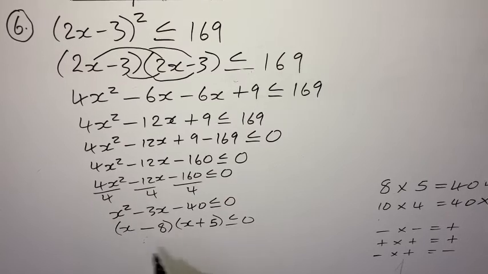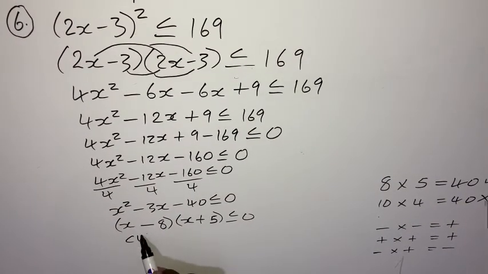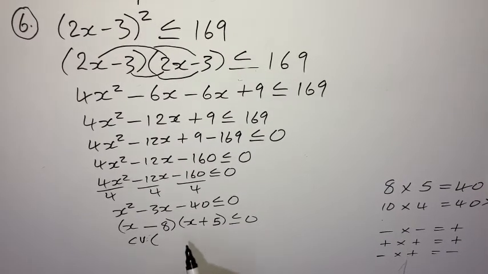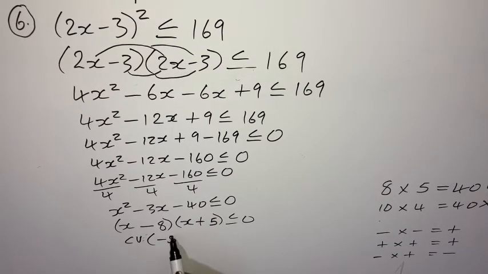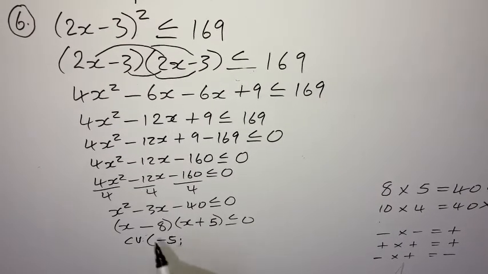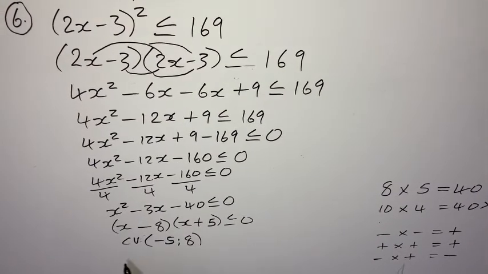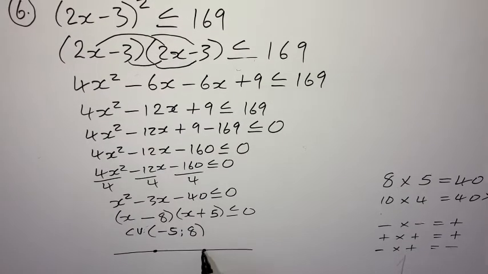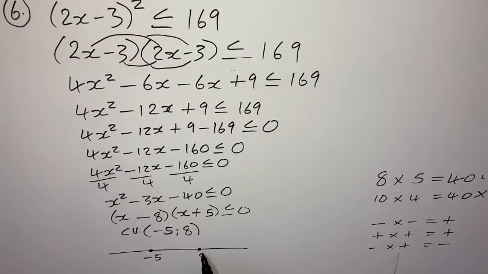Then from here, you go on to find your critical values. I use the abbreviation CV for critical values. With this bracket, I'll get a negative 5, and with this one, I'll get an 8. So now that I have my critical values, I go to my number line. On my number line, I write my negative 5, then my 8.